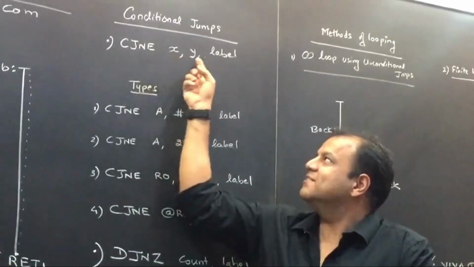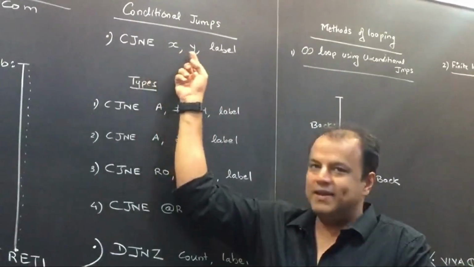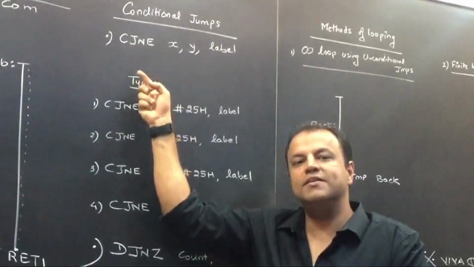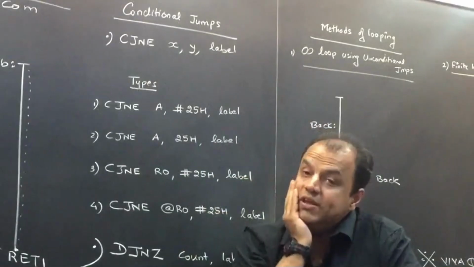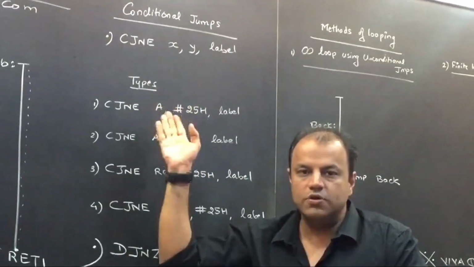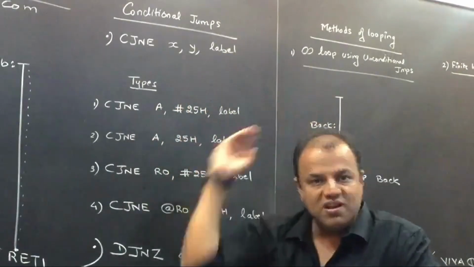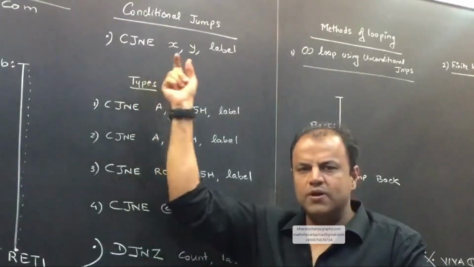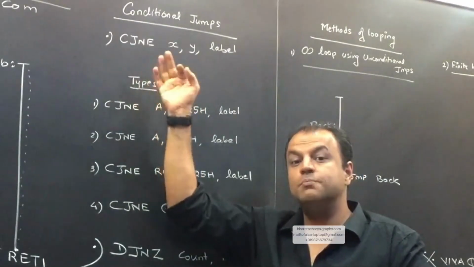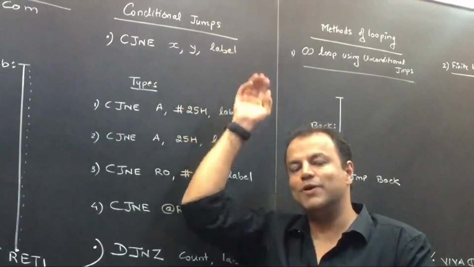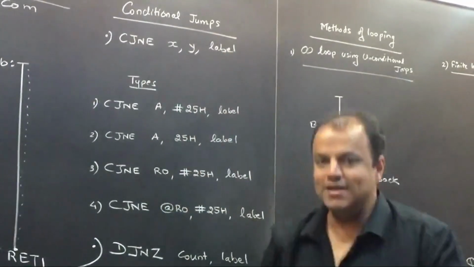So if you write CJNE x, y, label, the first thing it will do is compare x and y. If they are equal, the program will simply go ahead to the next instruction. For that, do we have to do anything great? No. By default, PC gets incremented, so the program would anyway have gone to the next instruction. So this instruction will do nothing if x and y are equal. If they are not equal, the program will take a jump to the location called label. Hence the name compare and jump if not equal. Are you clear? Let's take examples.